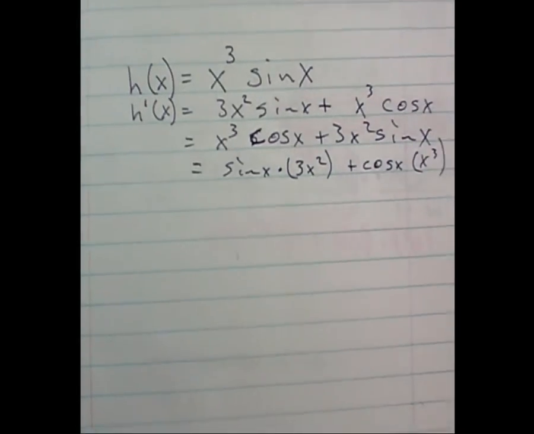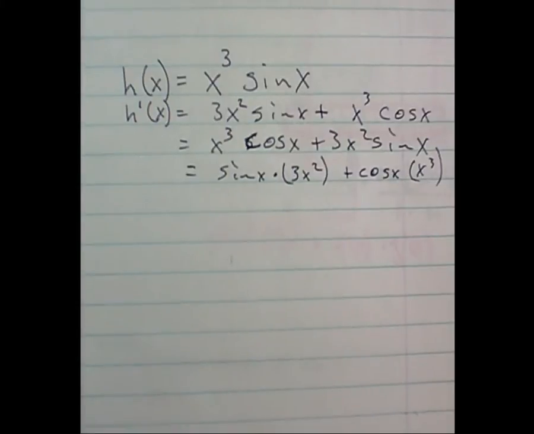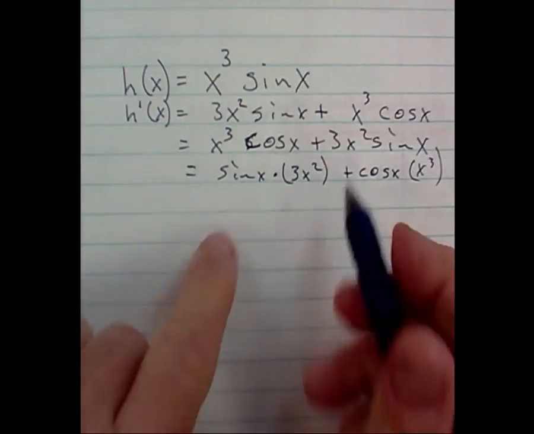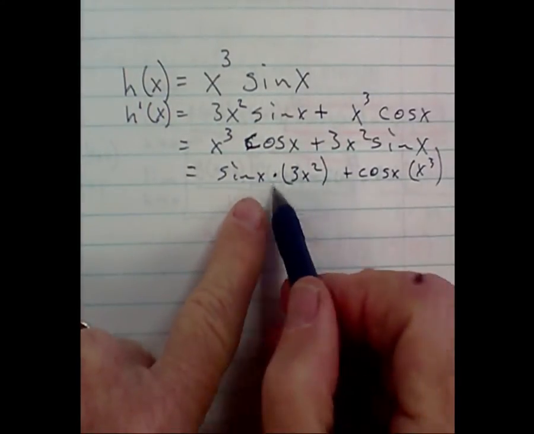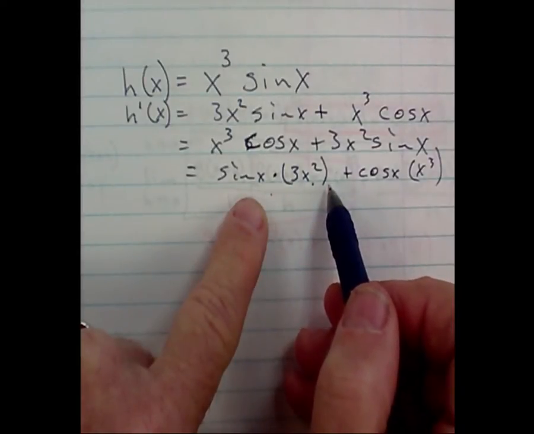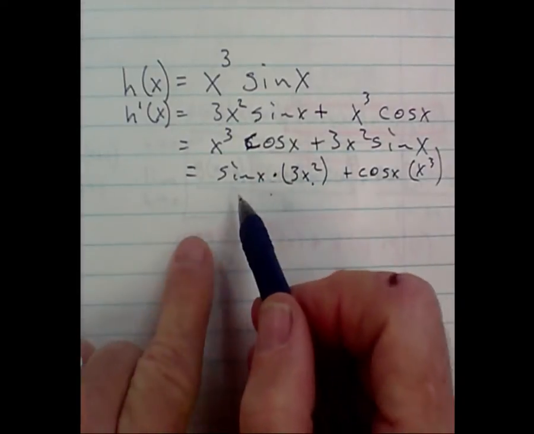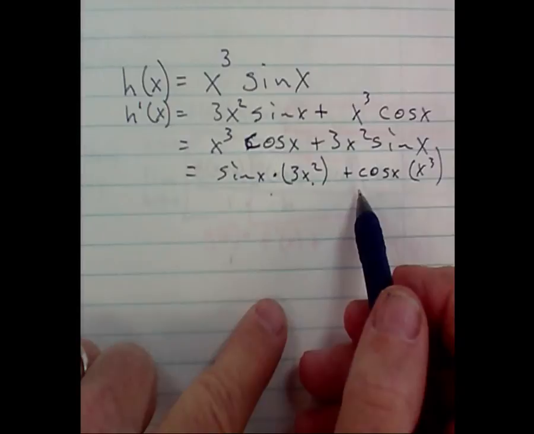Can you have that? Yeah, because multiplication has commutativity. We usually, because this can cause confusion, right? It kind of opens the door for doing some voodoo math. We usually write the coefficient and the polynomial first and the trig second.